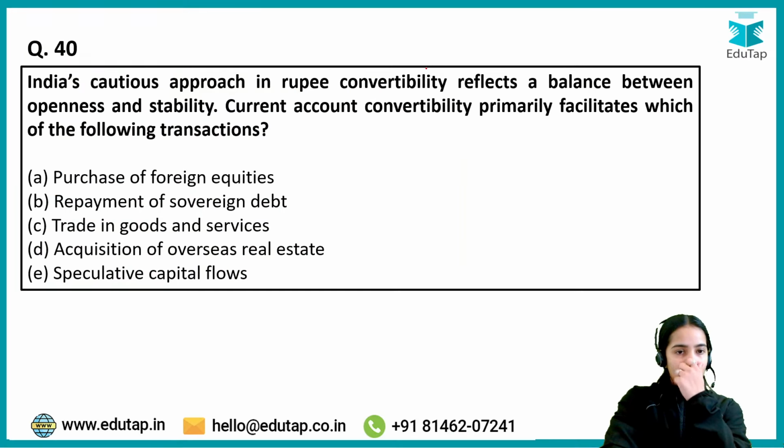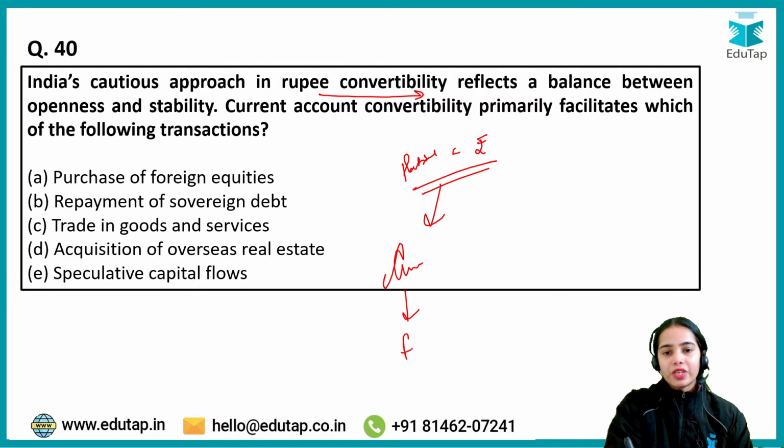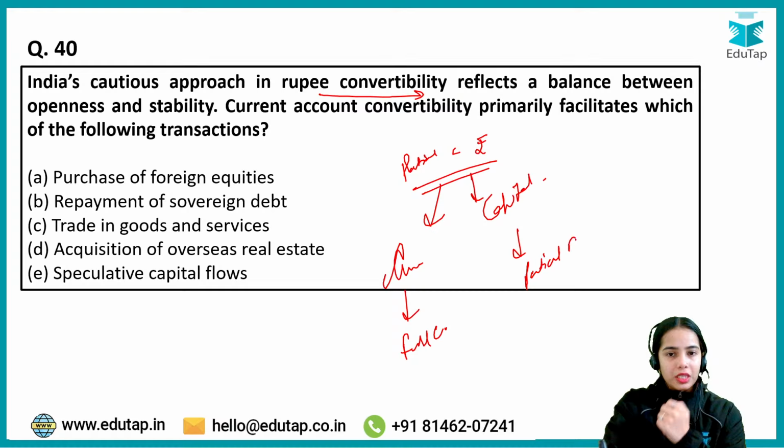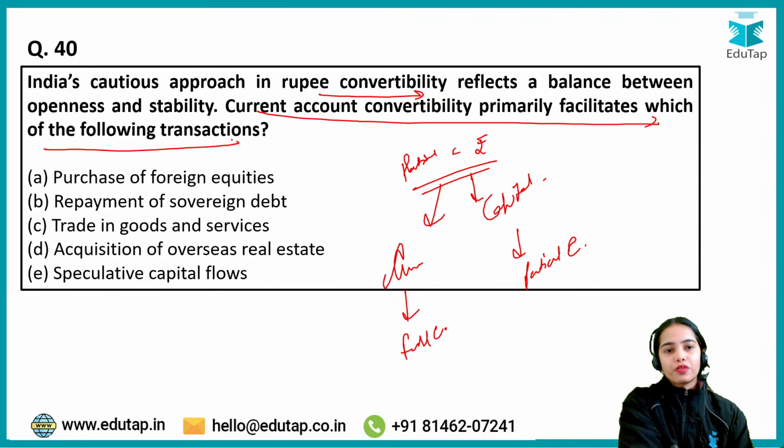Now, India's cautious approach in rupee convertibility reflects. So we have partial convertibility in the rupee. For current account transactions, we have full convertibility, while for capital account transactions, we still have partial convertibility. So current account convertibility primarily facilitates which of the following transactions?